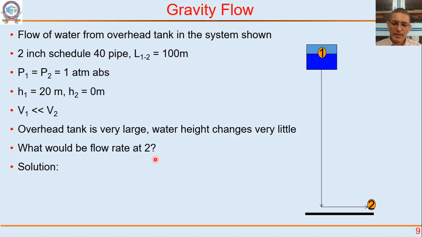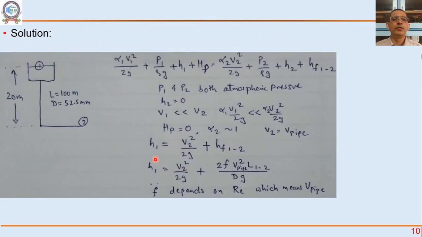Okay, so here is the solution. Here is how to do this problem. So let's think about applying Bernoulli equation, right? Between 1 and 2: alpha 1 V1 square by 2g, plus P1 by rho g, plus H1, plus HP, equals alpha 2 V2 square by 2g, plus P2 by rho g, plus H2, plus HF between 1 and 2. Now what can we say about P1 and P2? Both are open to atmosphere, so they'll just cancel out.